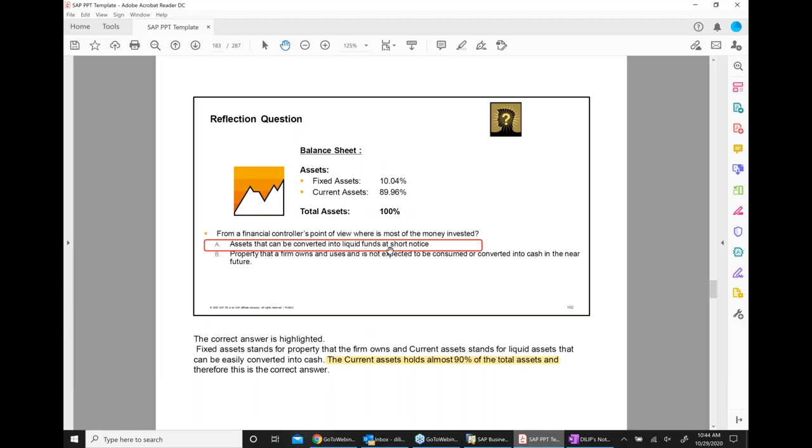Assets can be converted into liquid funds in a short period of time. So some of these assets, normally we call them current assets, are the ones which can be converted into liquid funds, meaning you can convert them into money. So many of the assets, machines, equipment, you can convert on a short notice. That is what this basically means.